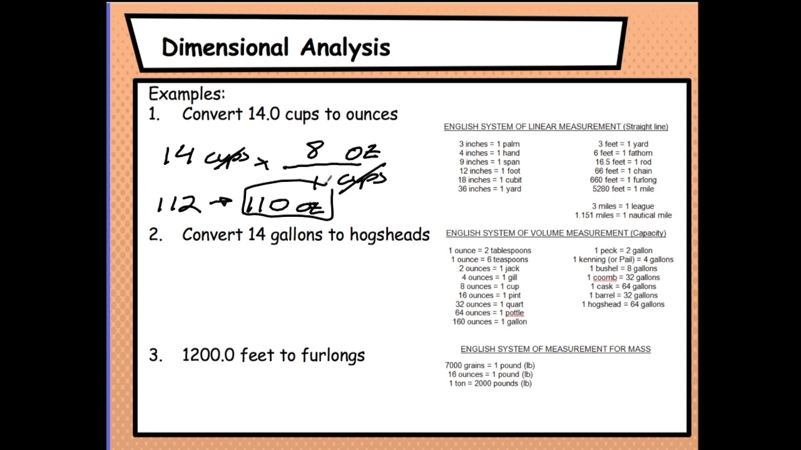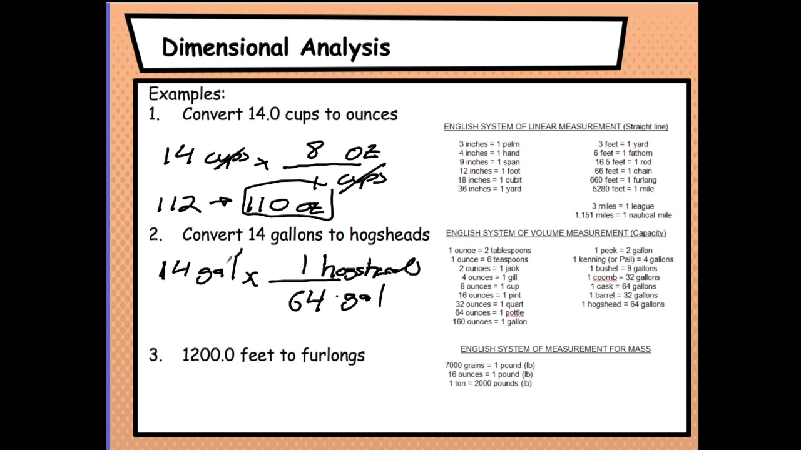Okay, going from 14 gallons to hogsheads. Something out of Harry Potter. Whoops. So sorry, 14 gallons. Multiply fraction bar. So I have to find hogsheads to gallons, and one hogshead is 64 gallons. So hogsheads goes on top. Gallons goes on the bottom. 64 gallons is one hogshead, so 64 goes on the bottom of this fraction bar, and 1 goes on top.